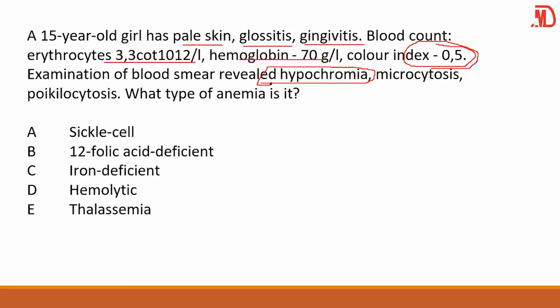There's not enough color. No wonder hemoglobin is low. All right. So here, what comes to mind? Iron deficiency. Again, check out the color index. It's supposed to be around 0.9 or 1. But if it comes as low as 0.5, it means iron is deficient. So the answer is C.